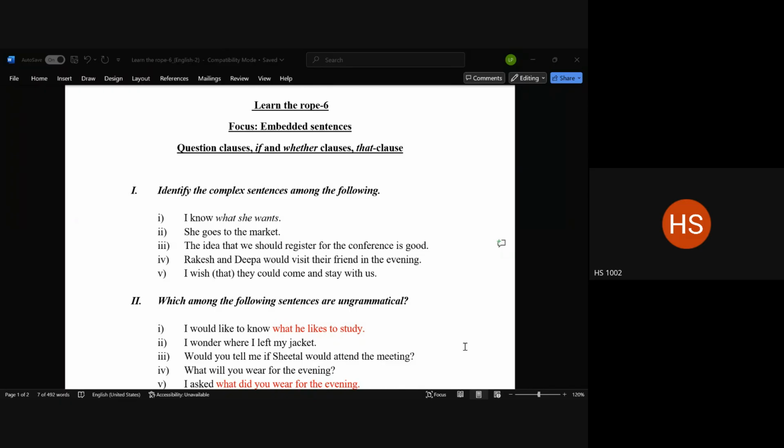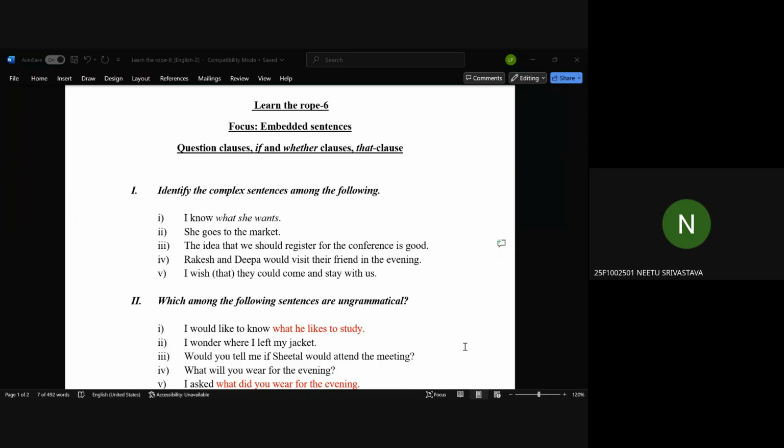The idea which was proposed by the professor is good, right? In this one, which was proposed by the professor is good, you cannot take it out independently. Yes, ma'am. But we can take out that we should register for the conference as a separate thing, right? Yes, ma'am. So then, which was proposed by the professor is what? It's an adjectival clause, because it is associated with the subject. Yes, ma'am. So I could even say the idea which was proposed by the professor is good. That is grammatically correct.